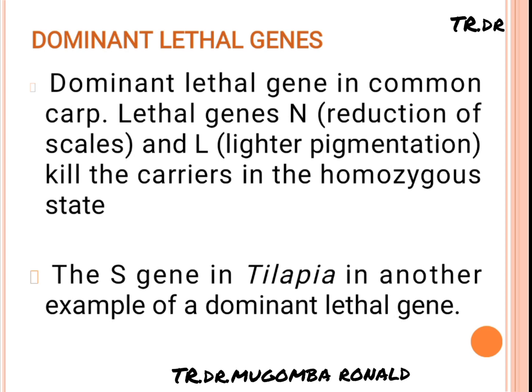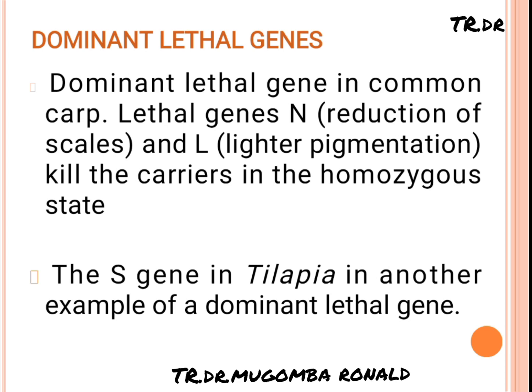Now, capital Y capital Y, because it is a dominant lethal gene, the capital Y kills the bearer. And those mice are never born. And then we end up with capital Y, small y, that is the heterozygote, and then small y, small y, they are the yellow or albino mice.